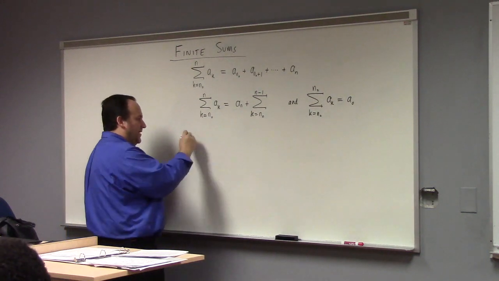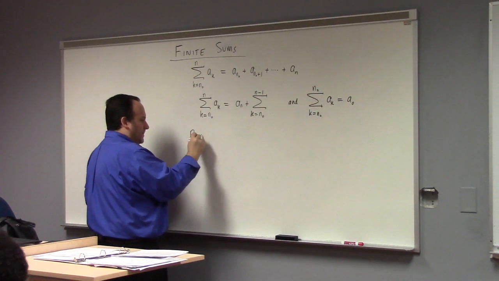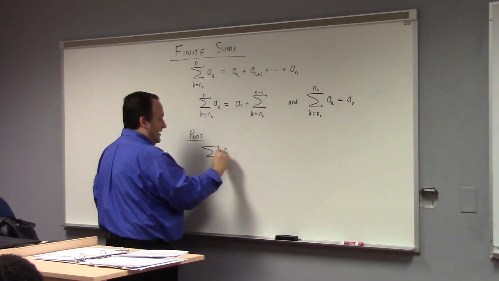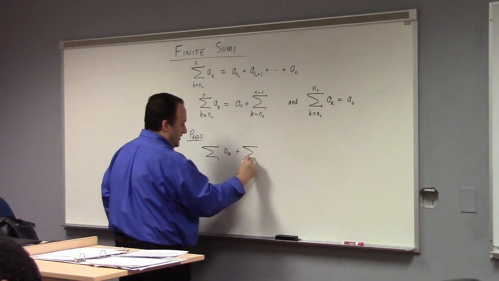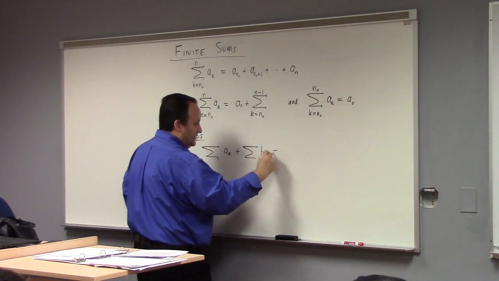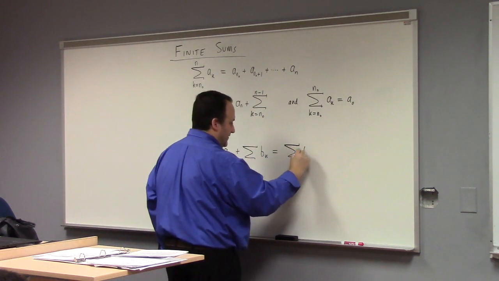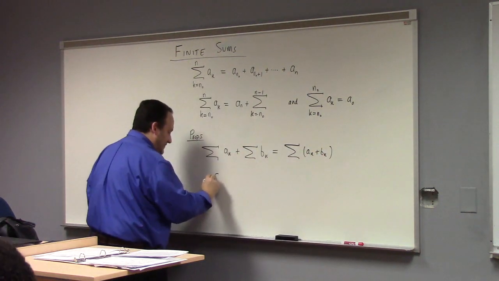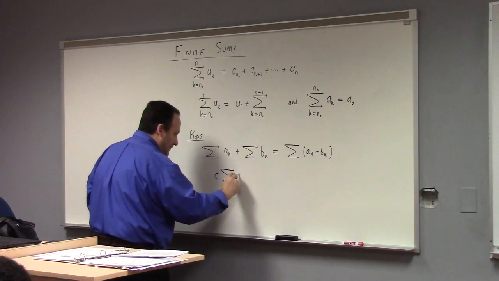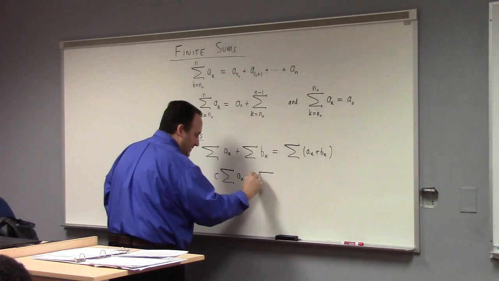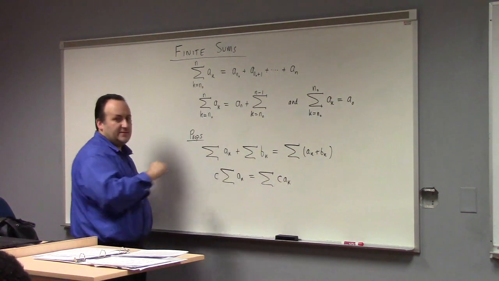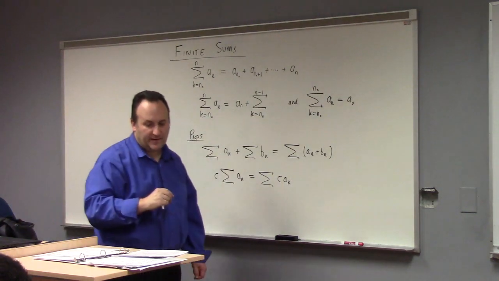All right, so properties. If we've got a sub k plus some b sub k, it's equal to, guess what? The sum of a sub k plus the sum of b sub k. And if you've got a constant times the summation, guess what? You can bring the constant inside. So these are properties of the finite sum, all right?